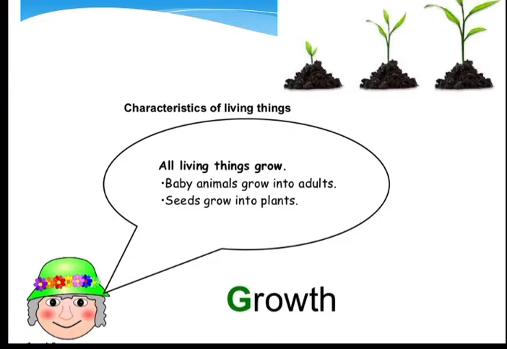Now, this is one that we probably did know, that all living things grow. Some things grow quicker than others. So, for example, a baby grows quite quickly, whereas maybe a tree, obviously, it does grow quite quickly when it's little, but as it gets older, it takes longer to grow. So all living things grow.